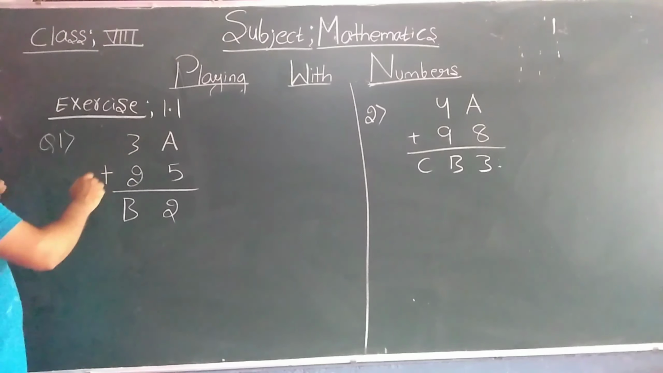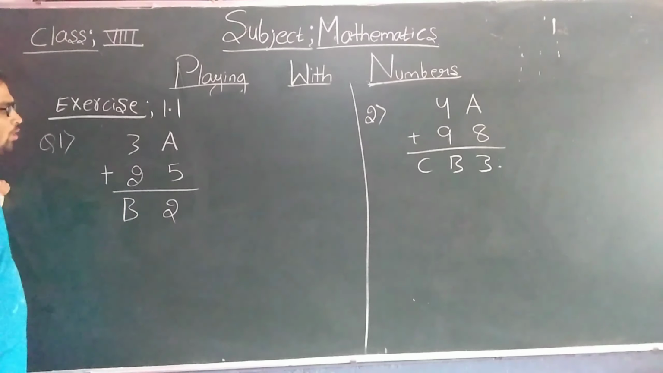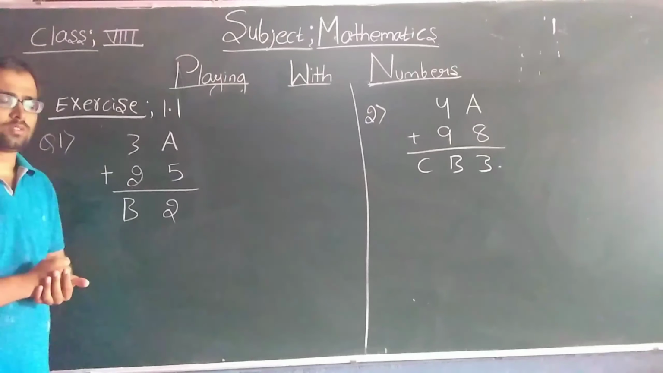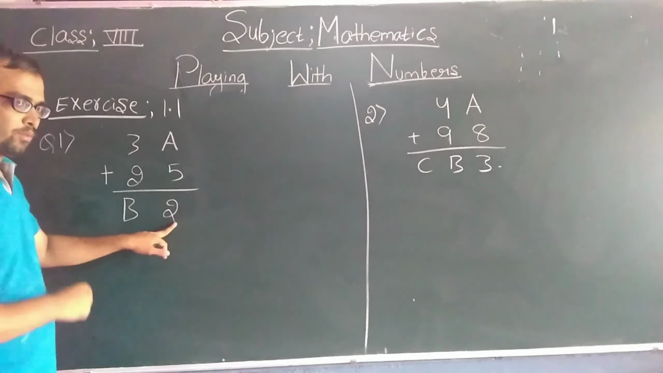So this is the first question. What they have given: 3a plus 25 is equal to b2. When we add 3a to 25, we get b2. So how to solve this? Look here. What is the digit at the ones place? 2, no? So just think, 5 is there. What has to be added to 5 to make it 2 at the ones place?